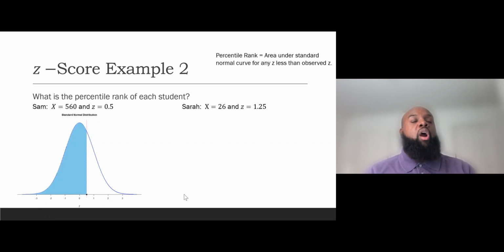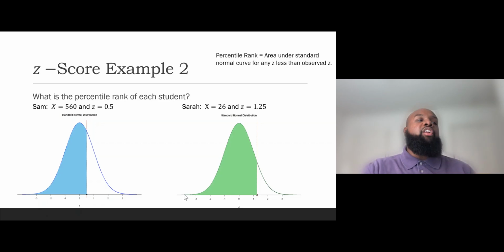Sarah had a z-score of 1.25. So if I wanted to find her percentile rank, all I would have to do is find 1.25 on our z-score, standard normal distribution, and the area under the curve that I'm going to be interested in here is this area to the left here. Notice both of these include the lower tail of that distribution, right?